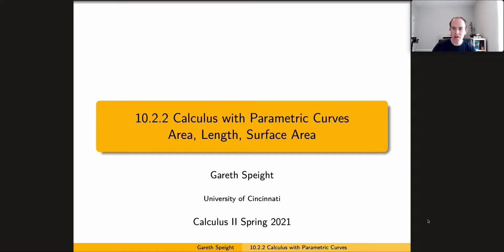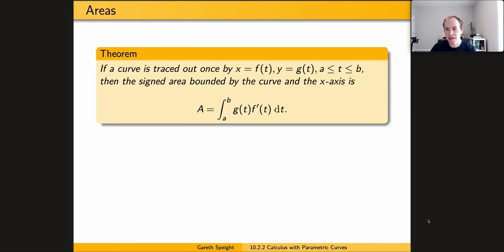Hello everybody, welcome to this video giving an introduction to some aspects of integral calculus with parametric curves. So let's get started. The first thing that we always talk about when we're doing calculus, at least integral calculus with curves, is finding signed areas. So how do we do that with parametric curves?